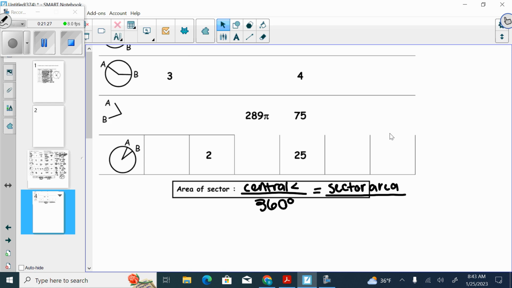The circumference, you guys remembered, was 2 pi r. Any guesses on what the formula is for area? Close, pi r squared. We dropped the 2. Good. Okay, so pi r squared is the area of the whole circle. We're just looking for a portion of that area, right?